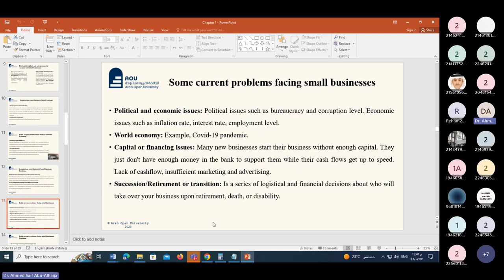But by the way, this is expected, right? So the point here is that you need to be ready by having the right plan and the right enough money. And by the way, if you have the right money, you can have the right marketing or campaign, the right advertising, the right promotion, the right people.